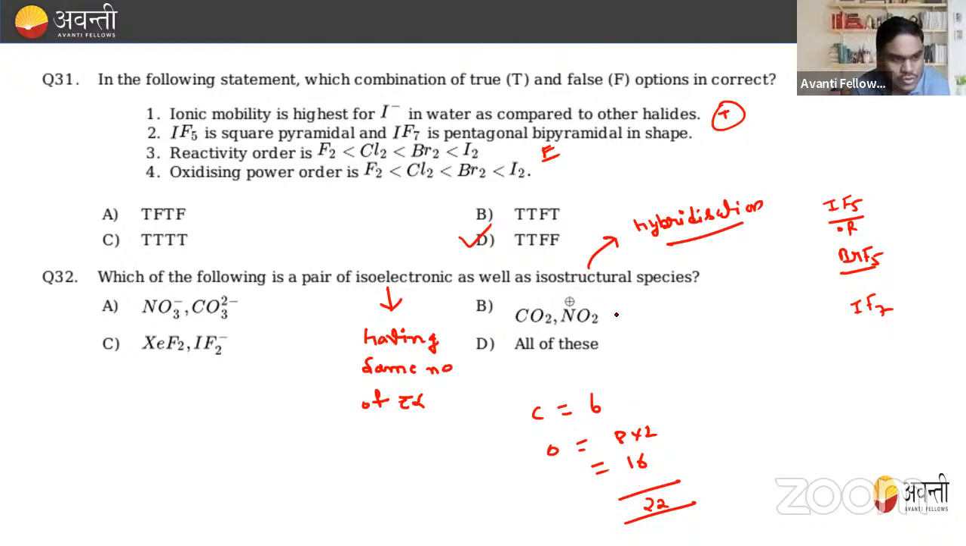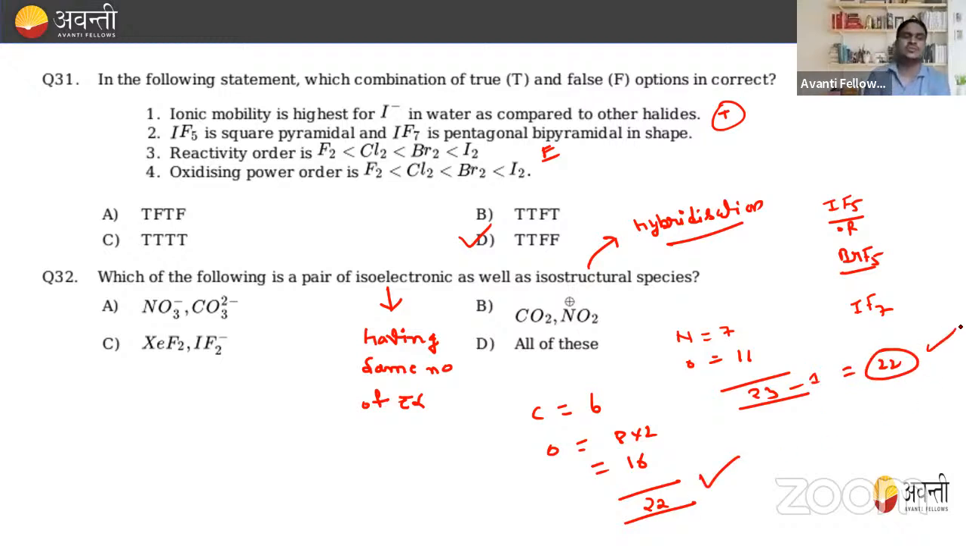Similarly, for NO2+, the number of electrons: N has 7 and O has 8, so two oxygens give 16. 16 plus 7 is 23. It has a plus 1 charge, so we remove 1 electron, and that is also 22. So both have the same number of electrons, and both have a linear shape as well. We know that CO2 has a linear shape, and NO2+ also has a linear shape.